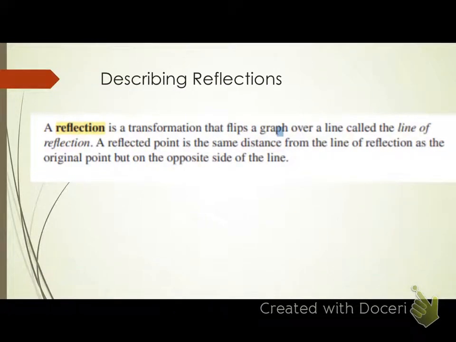Okay. Another type of transformation is a reflection. A reflection is a transformation that flips a graph over a line called the line of reflection. A reflected point is the same distance from the line of reflection as the original point, but on the opposite side of the line.